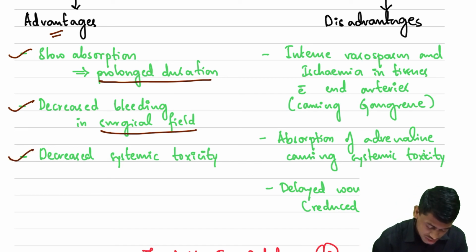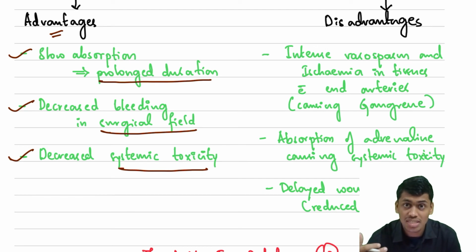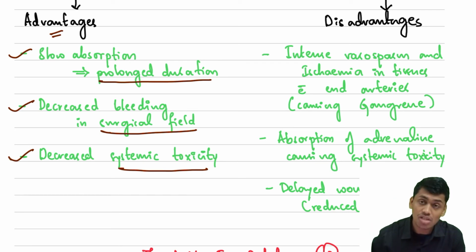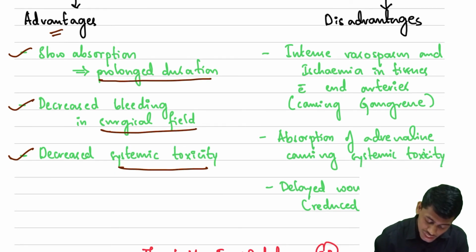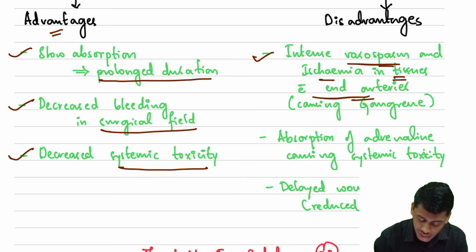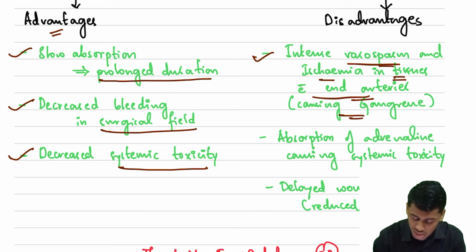Finally, the third advantage is decreased systemic toxicity. It will prevent the local anesthetic from entering into the systemic circulation, and by preventing that, it decreases the systemic toxicity. Then what are the disadvantages we have by combining with the vasoconstrictor? It can cause intense vasospasm and ischemia in tissues with end arteries. So in tissues with end arteries, it can cause intense vasospasm and ischemia. It can also cause gangrene.